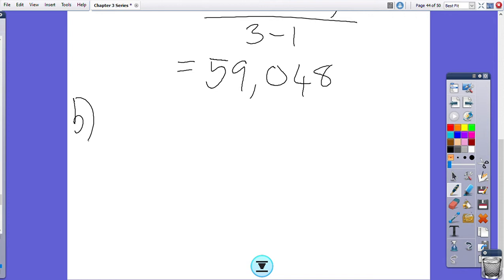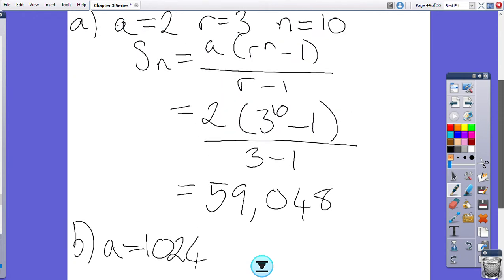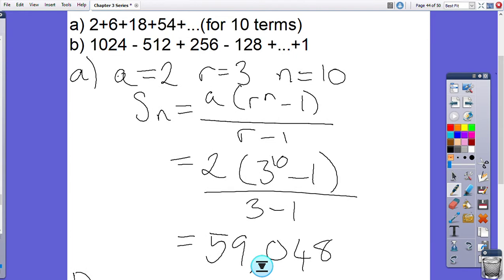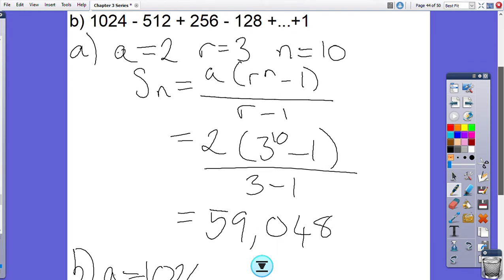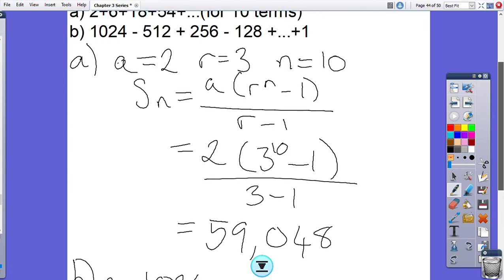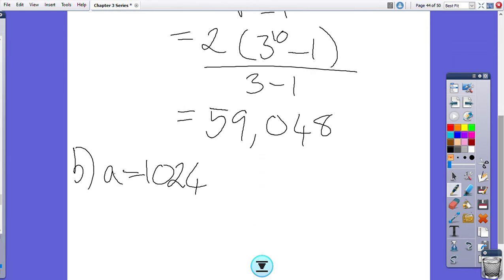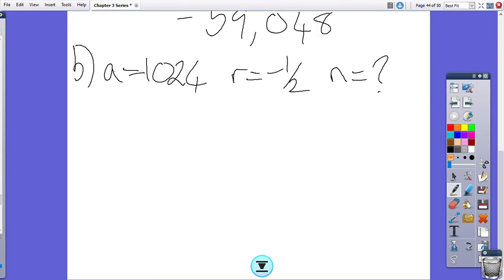Okay, so anyway, part b. Now we saw that a was equal to 1024. Then r, we'll just look back up here. We see that we're halving each time, but we're also swapping between negative and positive. So you've got r equal to minus a half. And then n is what we don't know. Before we can start sticking things into a formula, we need to work out what n was equal to.